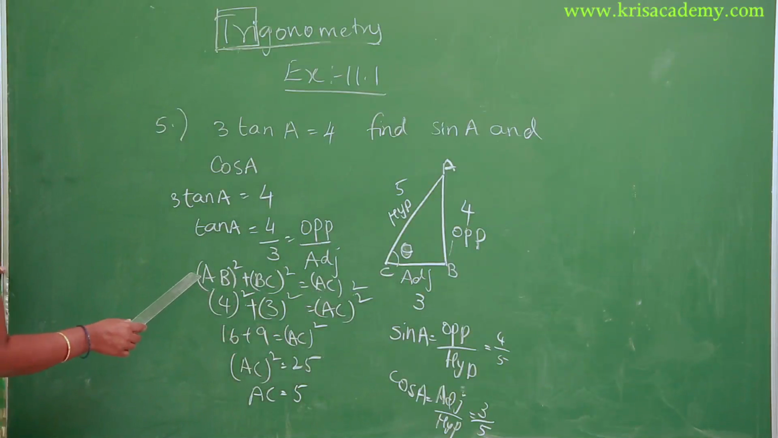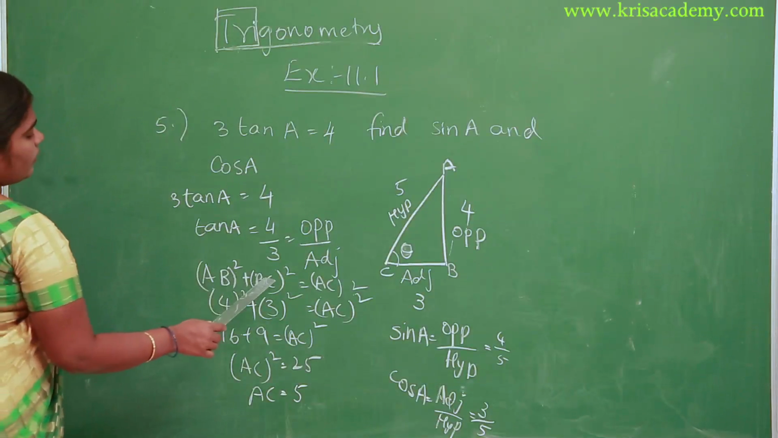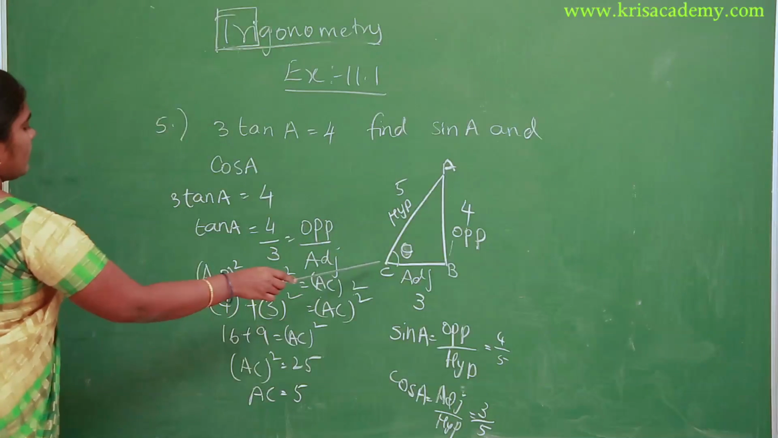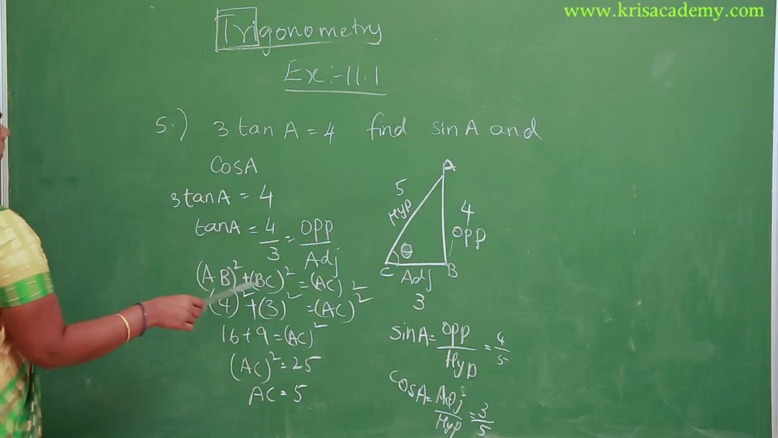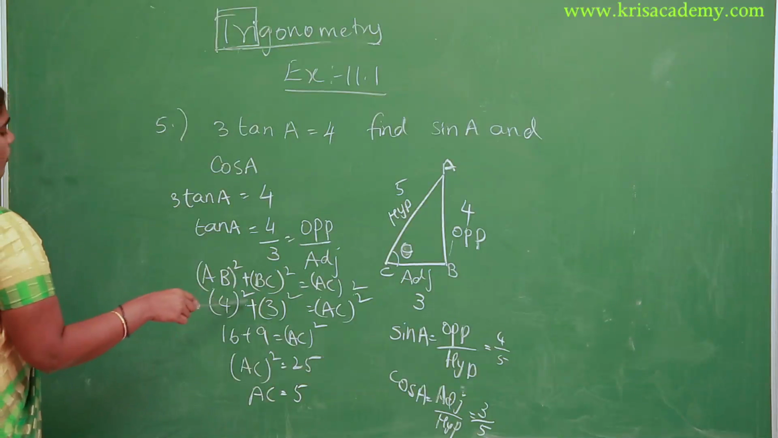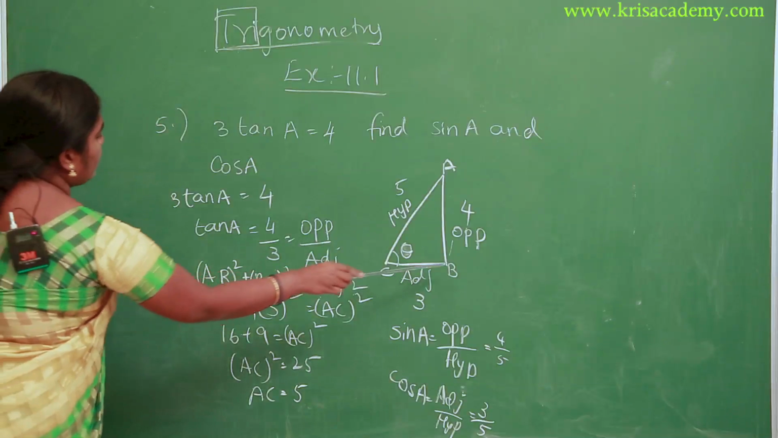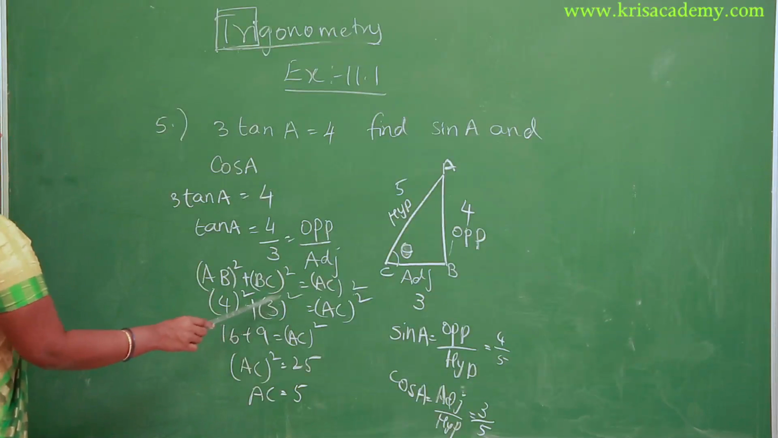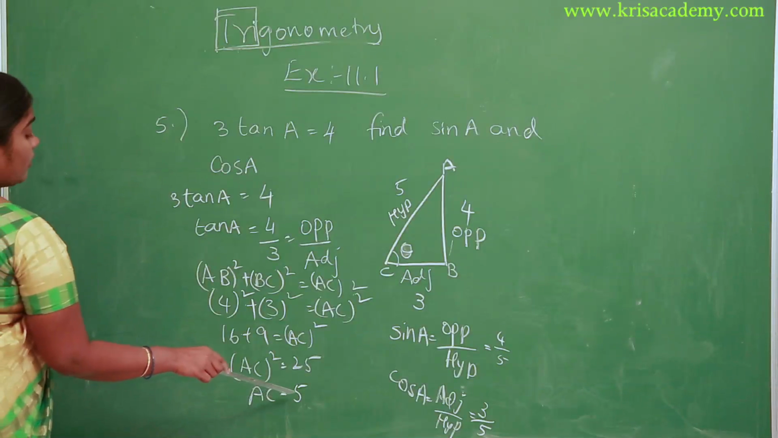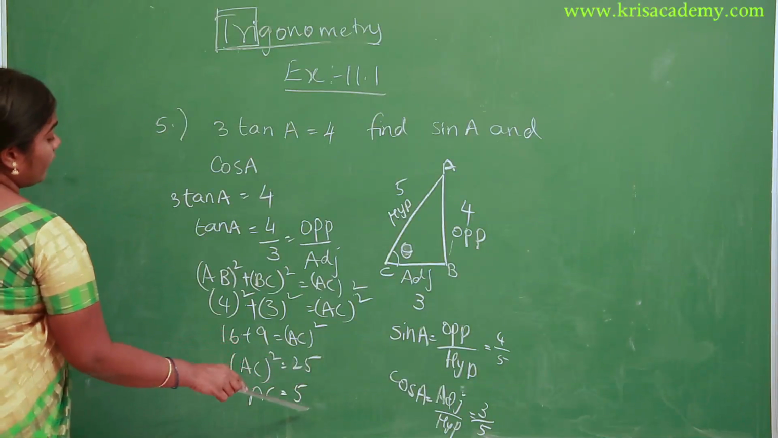Same, according to Pythagoras theorem, sum of the squares of the two sides is equal to the square of the hypotenuse side. So here hypotenuse is AC. AC square is equal to AB square plus BC square. AB value is 4, so 4 whole square, 4 4s are 16. BC value is 3, 3 3s are 9. 16 plus 9 is 25. AC square equal to 25 means AC is equal to 5. So square root of 25 is 5.